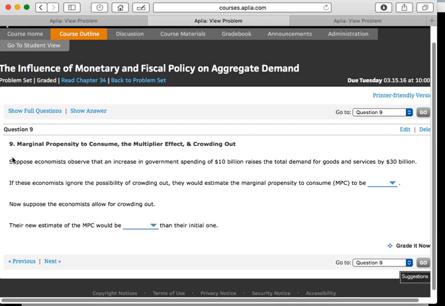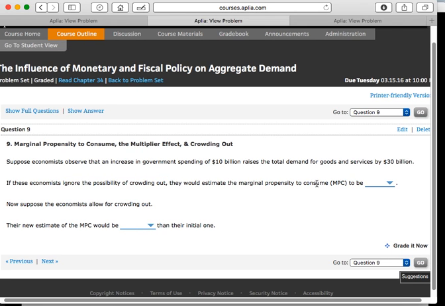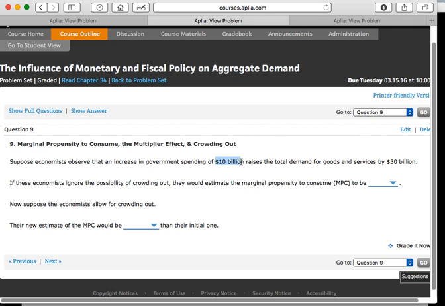Number 9 says, suppose economists observe that an increase in government spending of $10 billion raises the total demand for goods and services by $30 billion. If these economists ignore the possibility of crowding out, so we just have the multiplier effect, they would estimate the marginal propensity to consume to be, well, if $10 billion in spending raises total demand by $30 billion, then the total impact is 3 times the initial spending. Therefore, our multiplier is 30 billion divided by 10 billion, which is 3.